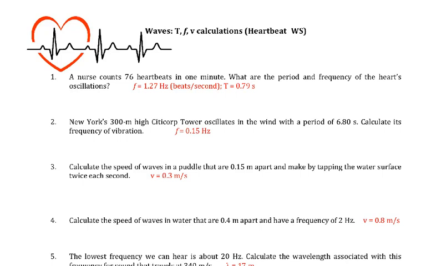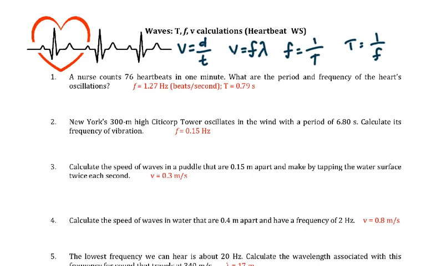This is homework help for the heartbeat worksheet, which is Waves Basics Calculations. The equations that you're going to want to know are our basic velocity equals distance over time, wave speed equals frequency times wavelength, frequency equals 1 over the period, and period equals 1 over frequency.